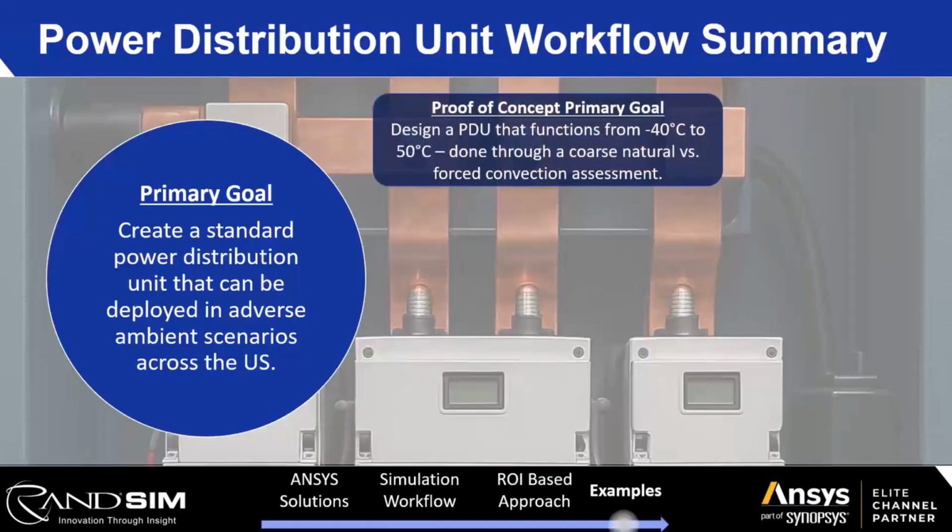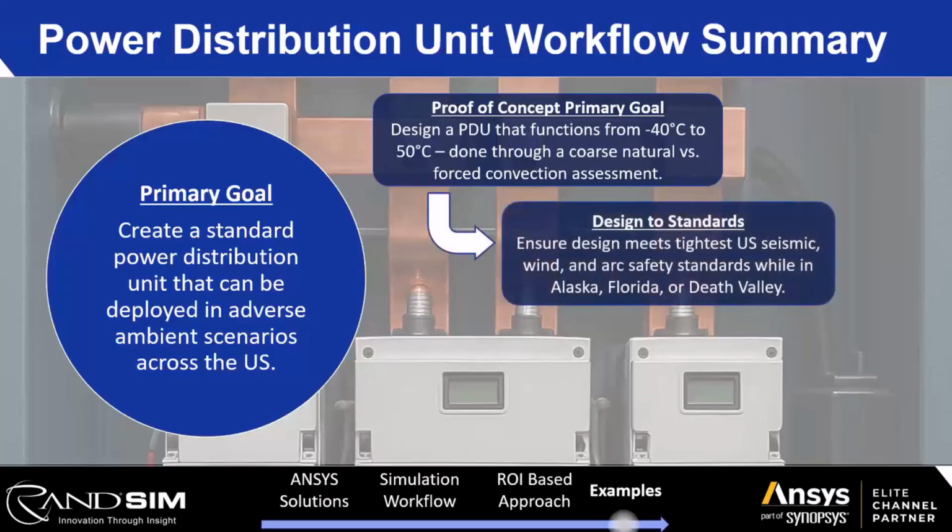So instead of having that really broad strokes approach, let's boil it down to something simple, right? The biggest issue with power distribution units is thermal consideration. So let's do a proof of concept to design a PDU that can function from negative 40 degrees Celsius to 50 degrees Celsius, covering all of the 50-year high temperatures and 50-year low temperatures that we expect to see across the United States.